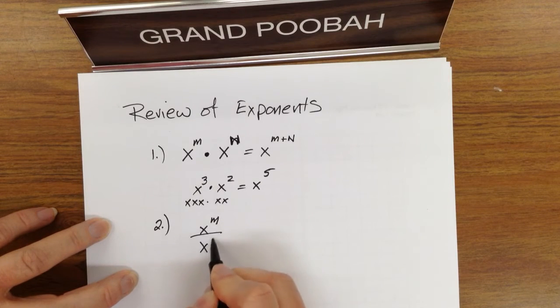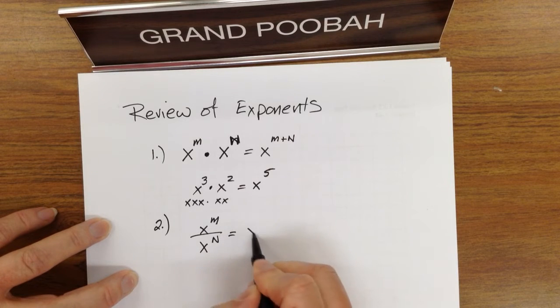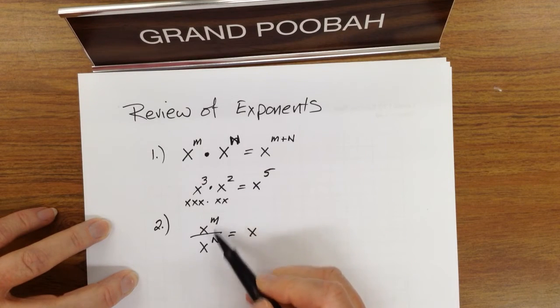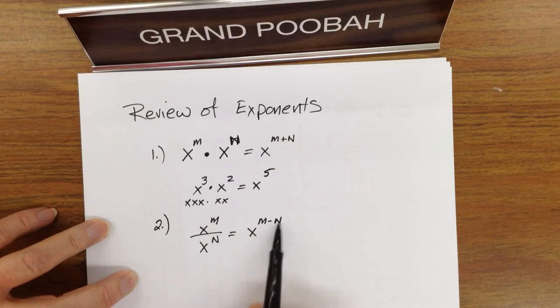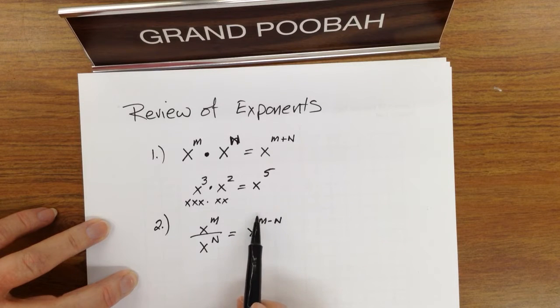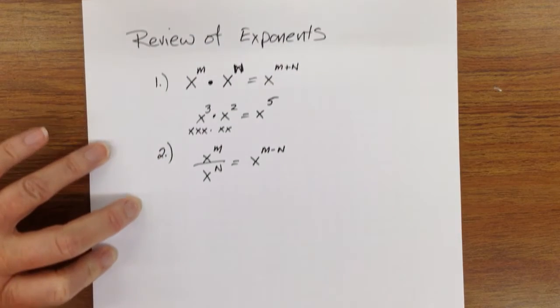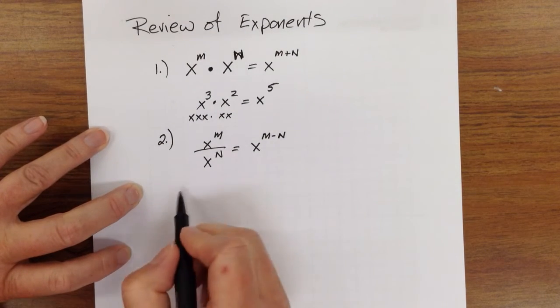If we're dividing, then they subtract. And they subtract top minus bottom. Now, what can happen? This could end up being a negative number, and with a negative exponent, it will send it back to the bottom. There's a way around that, though. Let's take a look at 2 examples.